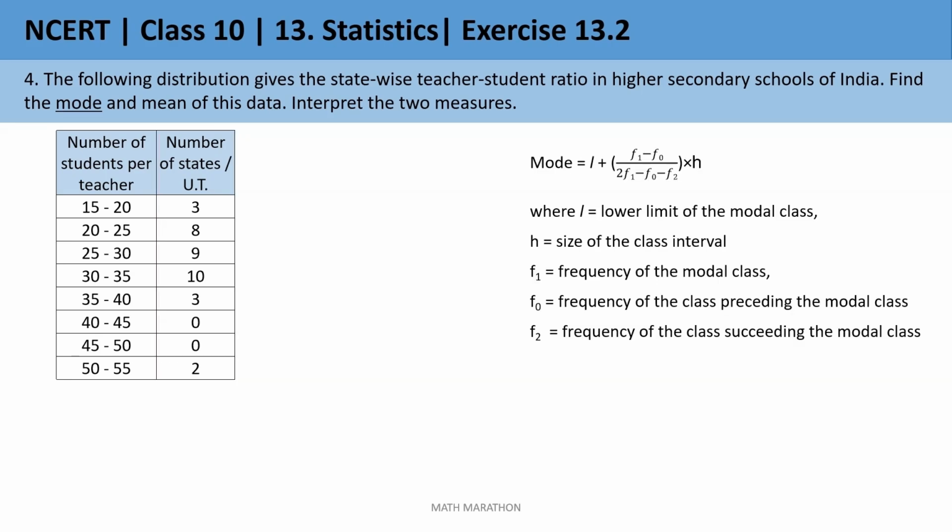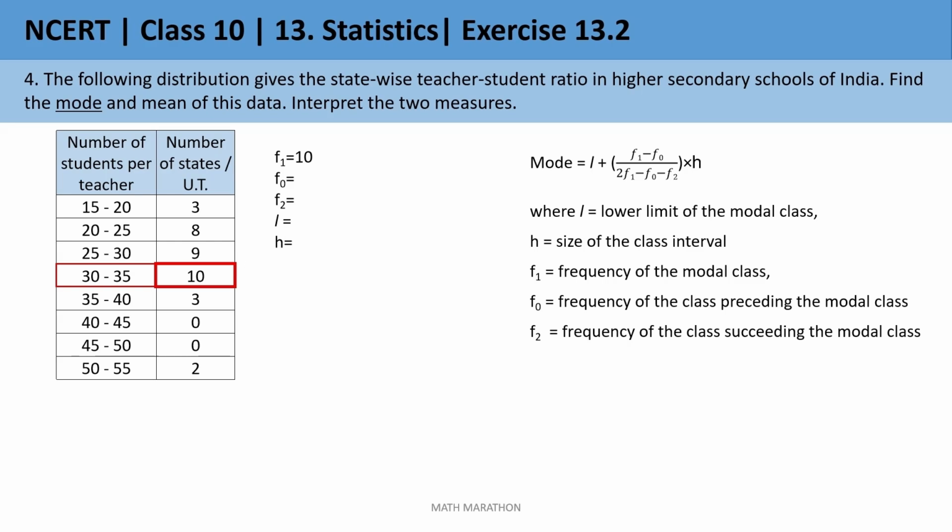Formula to calculate mode is L plus (f1 minus f0) divided by (twice of f1 minus f0 minus f2) multiplied by h. We need to find f1, f0, f2, L and h. We need this information to calculate mode. In frequency, look for the maximum one, which is 10. The class corresponding to that frequency is called modal class. f1 is frequency of the modal class.